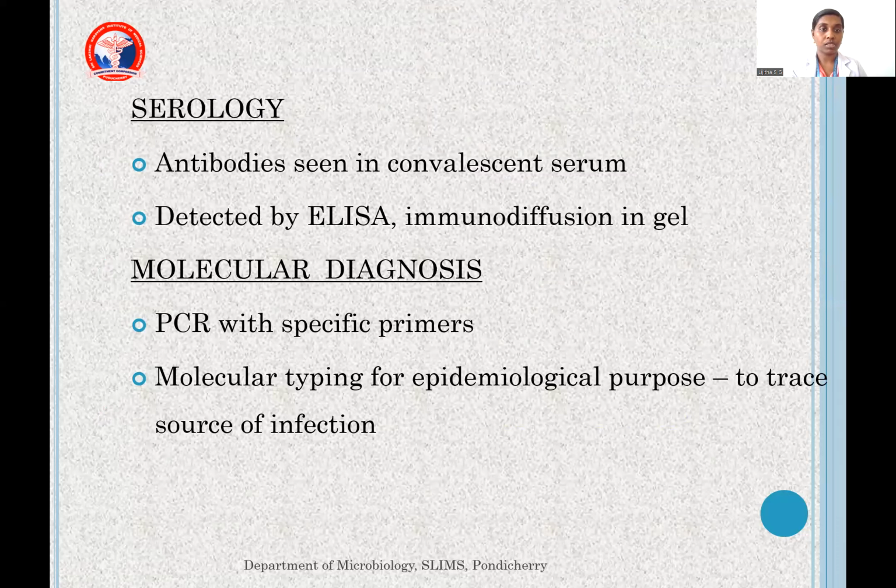Now, the serological methods for diagnosis: you can look for antibodies. The antibodies appear in convalescent sera, and this can be detected by ELISA or immunodiffusion in gel. Molecular diagnosis is the confirmatory method for diagnosis, and this is done by PCR with specific primers. And for epidemiological purposes, we can do molecular typing also in order to trace the source of infection.